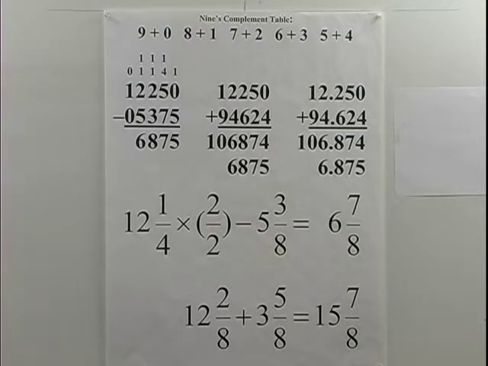So now I can proceed to add. 12 and 3 is 15. 2 and 5 is 7, so I get 15 and 7/8. My last step in the 9's complement procedure is to take this leftmost digit, it will always be a 1, add it to the rightmost digit, 5 in this case, and I get a 6. 6 and 7/8. So 12 and 1/4 minus 5 and 3/8 is equal to 6 and 7/8.